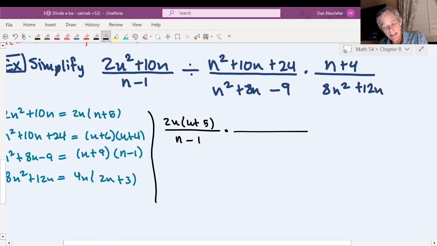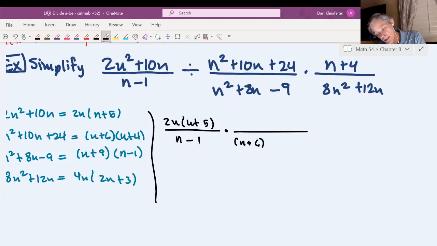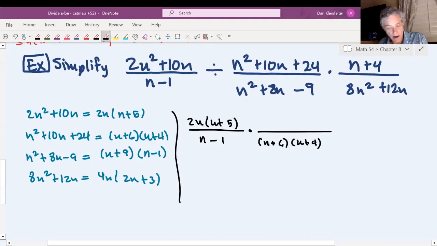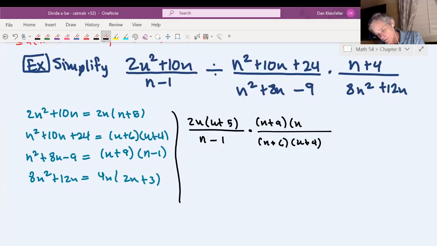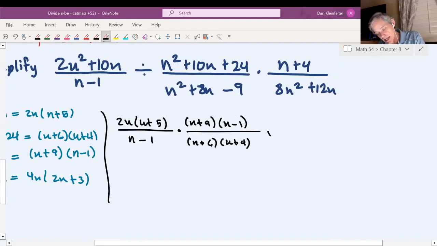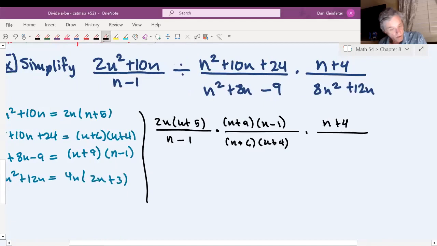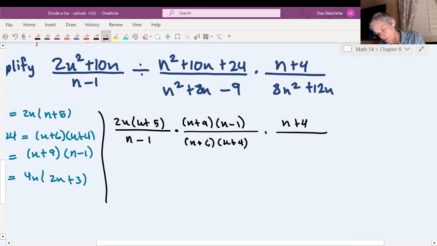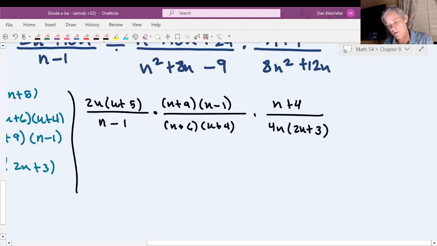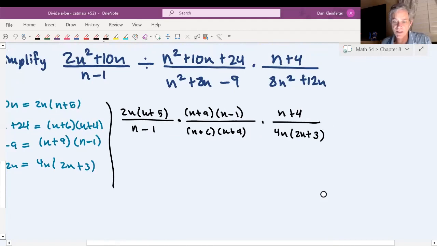So the n squared plus 10n plus 24, that should end up in the bottom. So we'll have n plus 6, n plus 4. The n squared plus 8n minus 9 is now at the top. That's n plus 9, n minus 1. And then lastly, we have n plus 4 in the top. And the 8n squared plus 12n, that was 4n, 2n plus 3. Okay, so let's pause there for a quick second. Make sure that you're good with all the factorizations.